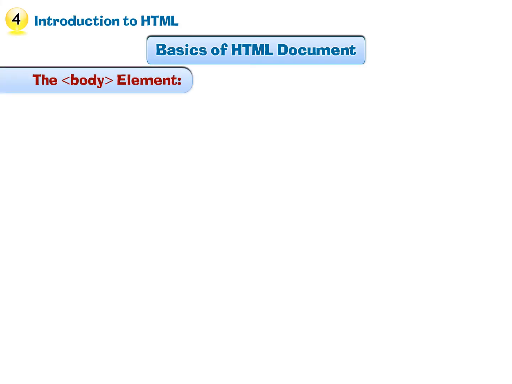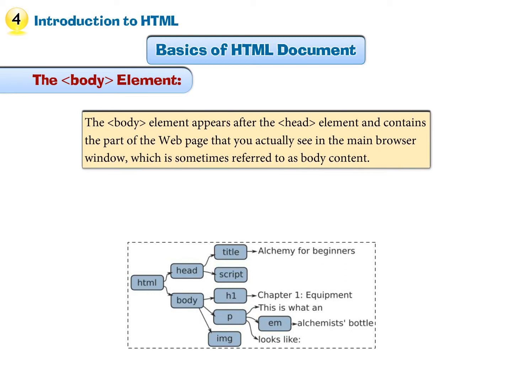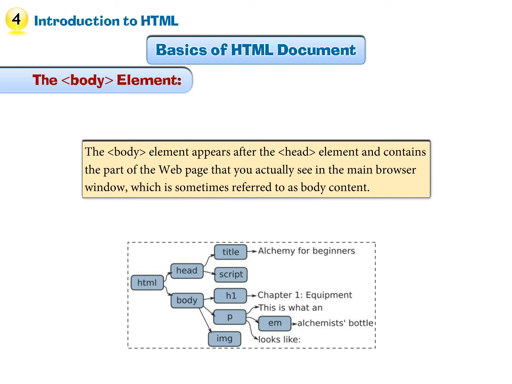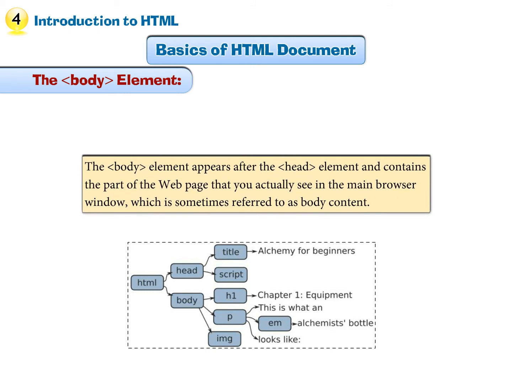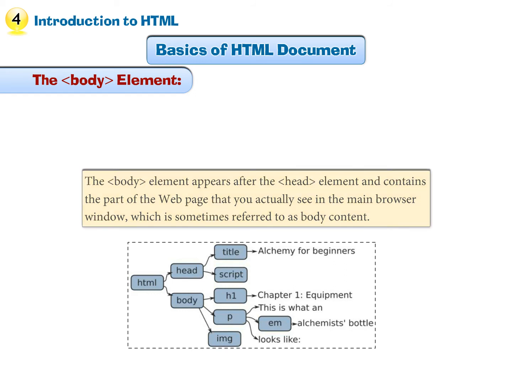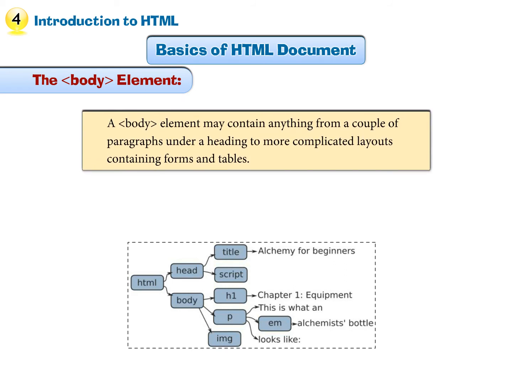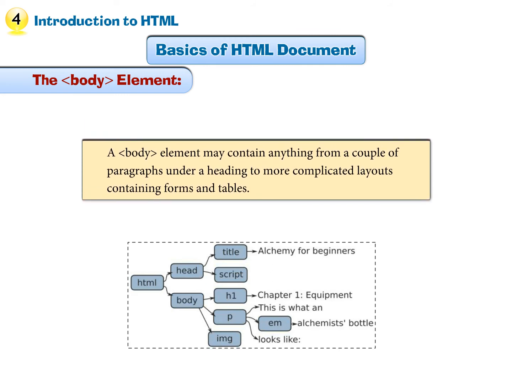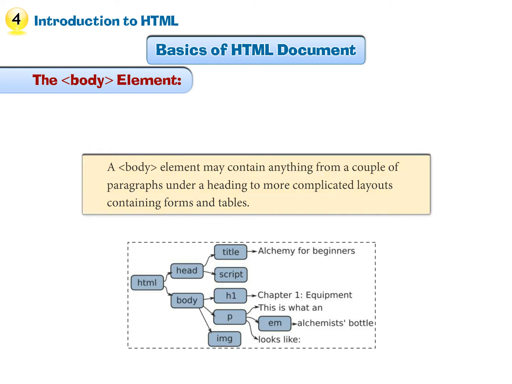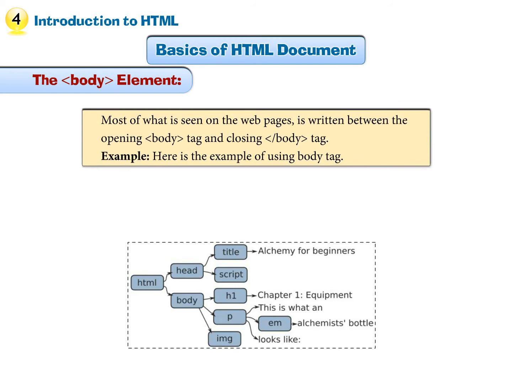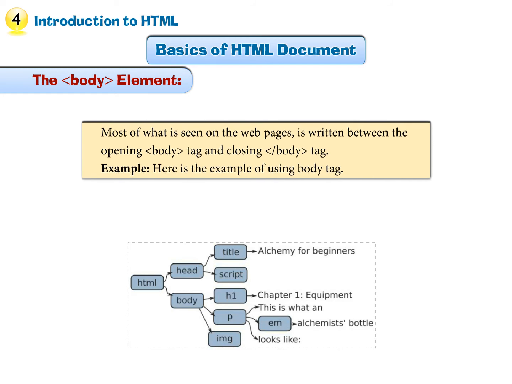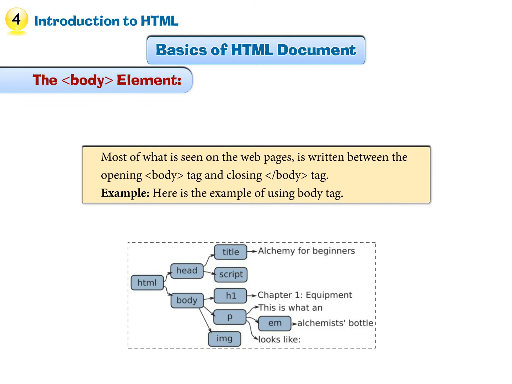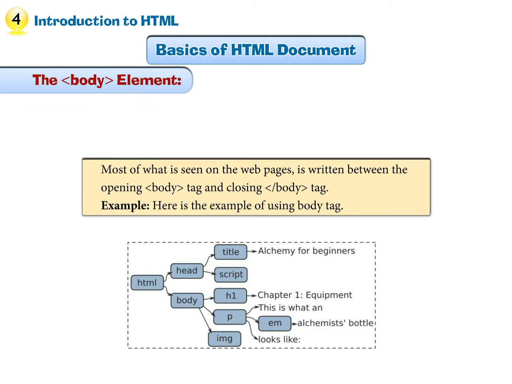The body element. The body element appears after the head element and contains the part of the web page that you actually see in the main browser window, which is sometimes referred to as body content. A body element may contain anything from a couple of paragraphs under a heading to more complicated layouts containing forms and tables. Most of what is seen on web pages is written between the opening <body> tag and closing </body> tag.